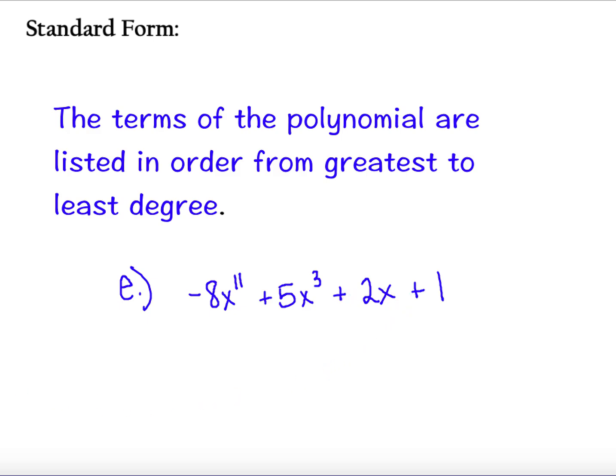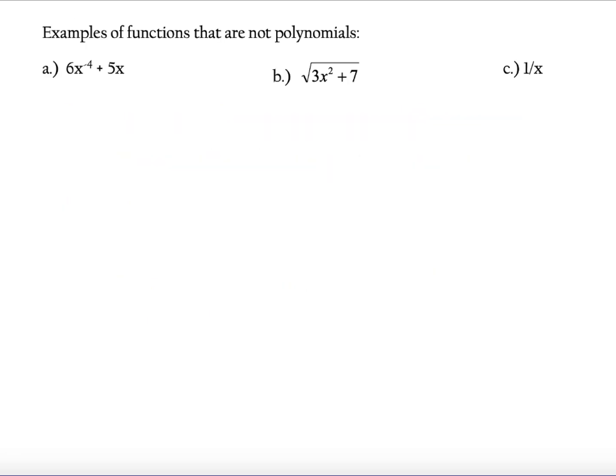Now, going back to our definition of a polynomial, it said that n was supposed to be a non-negative integer. So some examples of functions that are not polynomials: check out letter A here, 6x to the negative 4th plus 5x. A negative exponent is not going to be a polynomial.